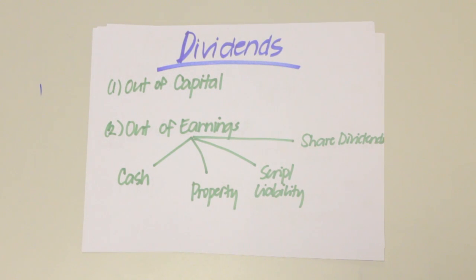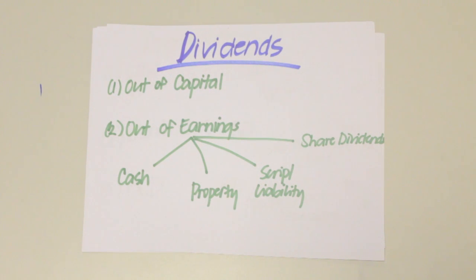A scrip or liability dividend is a deferred cash dividend. So, this consists of a written promise to pay certain amounts at a future date. A scrip dividend can be declared when the corporation has sufficient retained earnings balance but not sufficient funds at the time for a cash dividend. So the payment normally includes the principal amount and an interest at a specified rate.